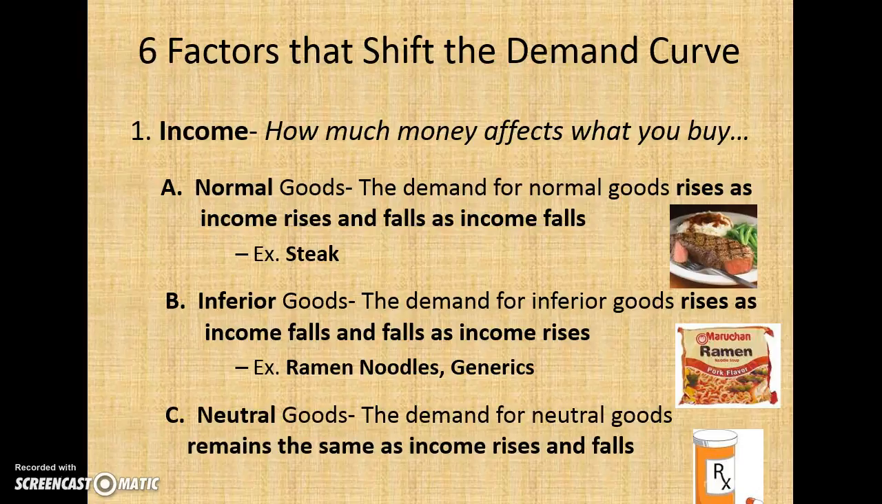And then that last type of good that is affected by your income is neutral goods. Neutral goods are things where your income can go up and down and it doesn't matter, because you'll always buy these things. These things like toilet paper, medicine, stuff that you just need to buy. You just have to have it, like internet service or electricity. Those are neutral goods. They're just not affected by your income.